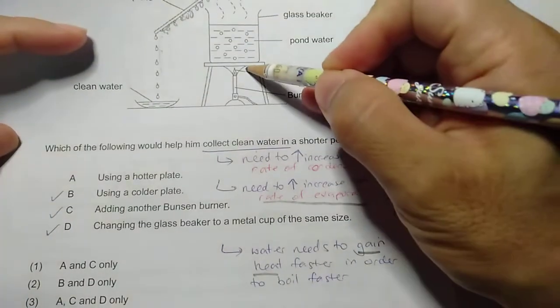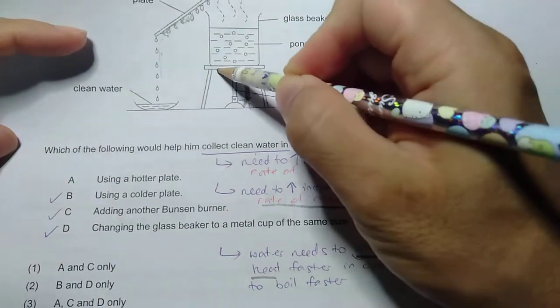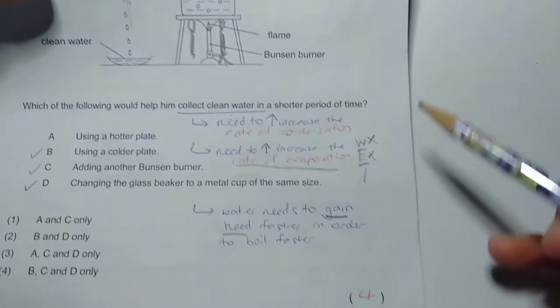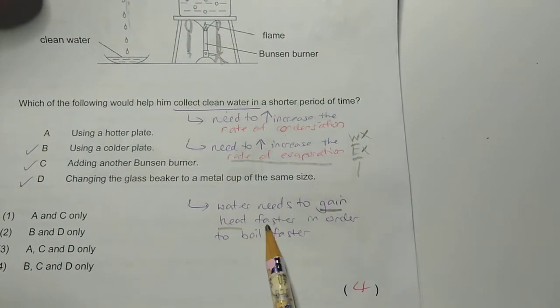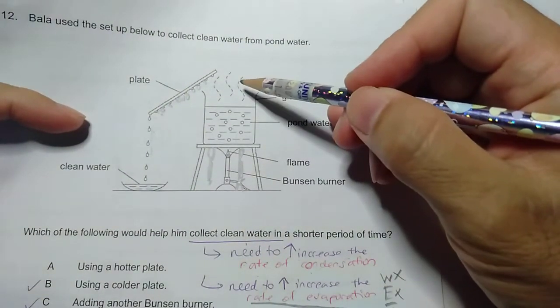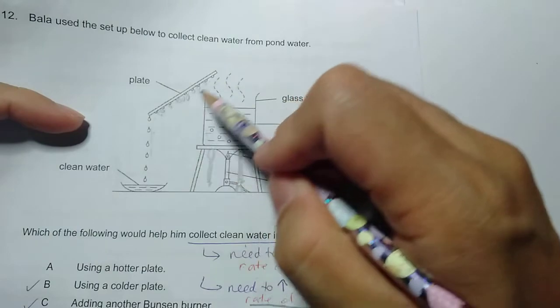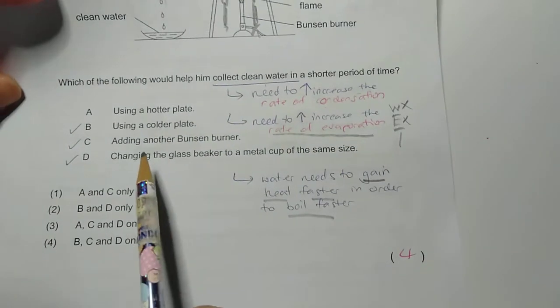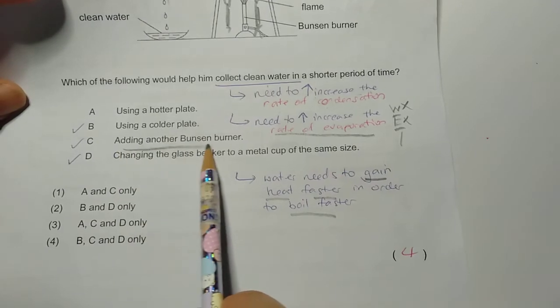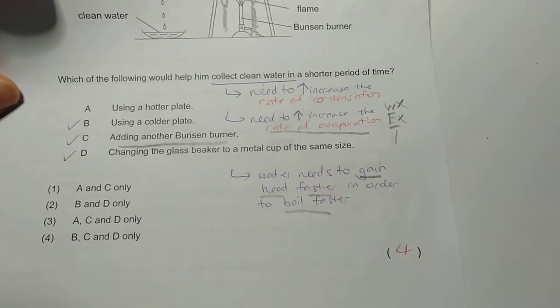Alright, I can increase the amount of heat. I put another Bunsen burner and another one. Increase the amount of heat, increasing the temperature here. That will cause the water to gain heat faster, boil faster, evaporate faster, have more water vapor, condense faster, so I collect more water. So that's why adding another Bunsen burner is an idea. It increases temperature.